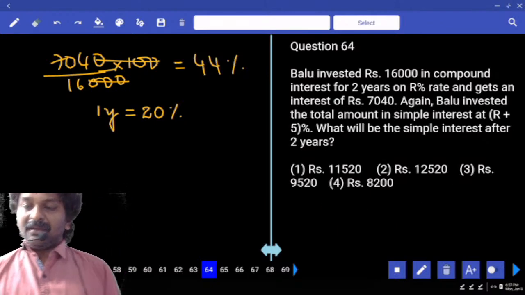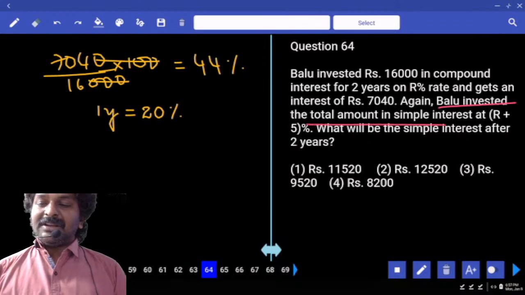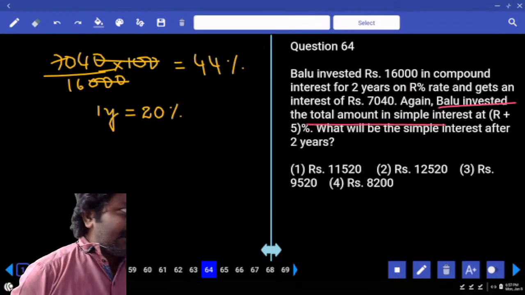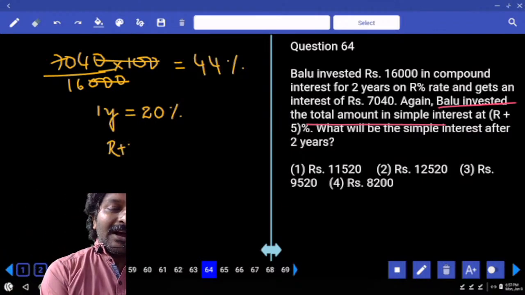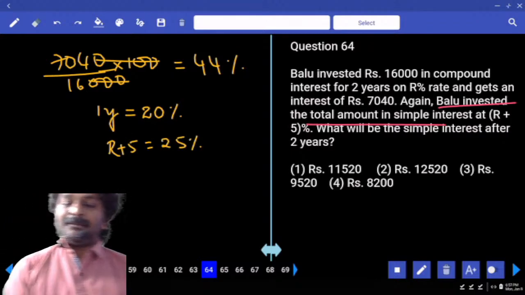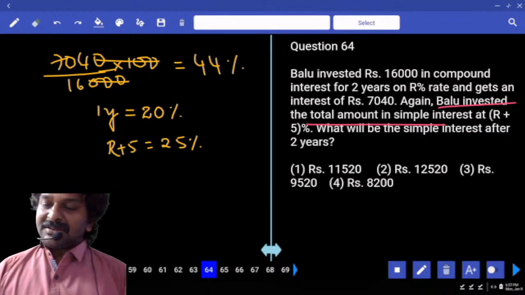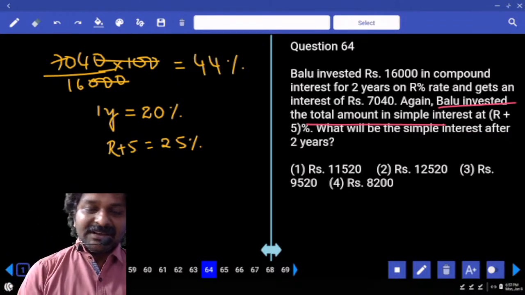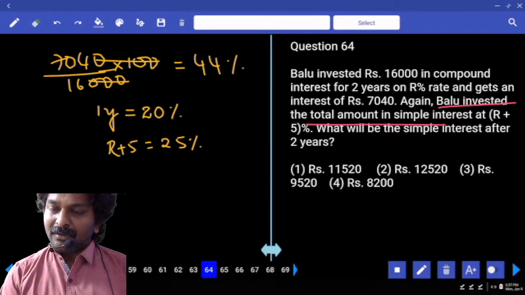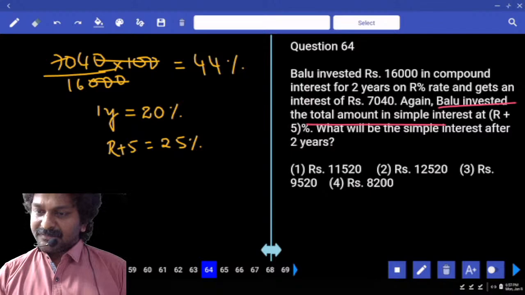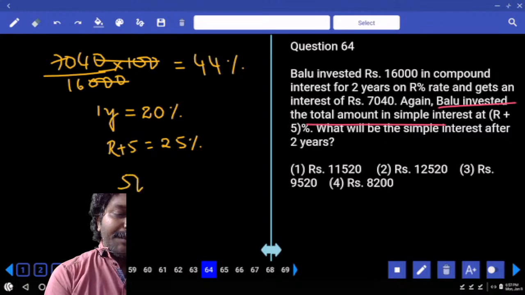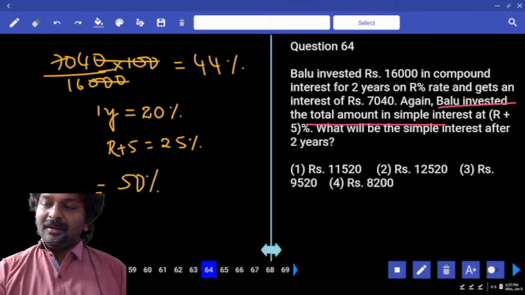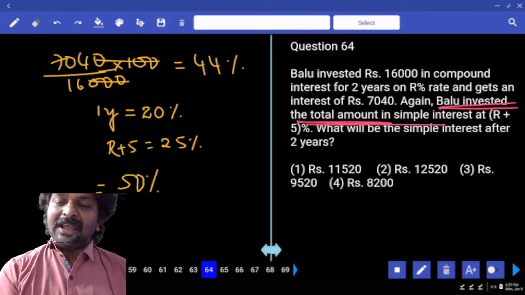Yes. Okay, continue. Balu invested total amount in simple interest. Total amount in this, in 16,000 only. At the rate of simple interest at R plus 5%. That means R plus 5 is equal to 25%. What will be the simple interest after 2 years? Simple interest after 2 years in the sense, it will be 50% only. Right. So 50 percentage.